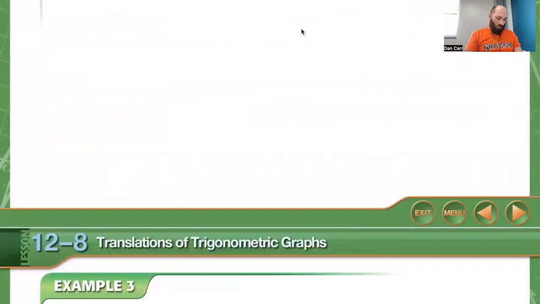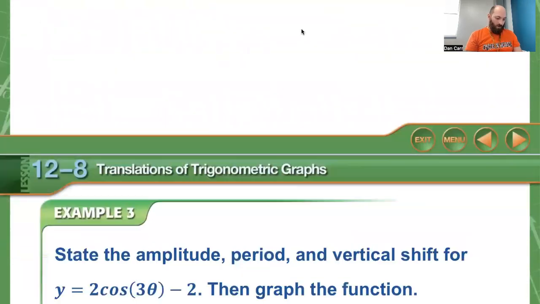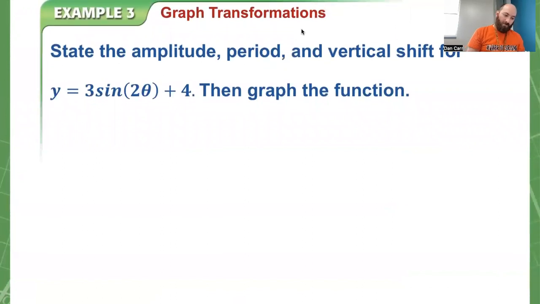Okay, we'll do 2 more. Got a sine and a cosine function still. So same thing as before. State the amplitude, period, and vertical shift for this function.